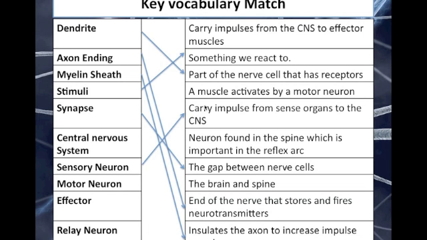Sensory neurons carry impulses from sense organs to the central nervous system. The central nervous system consists of the brain and spine. Motor neurons carry impulses from the central nervous system to effector muscles. An effector is a muscle which is activated by a motor neuron. And a relay neuron is a neuron found in the spine, and it's important in those quick reactions called reflex arcs.